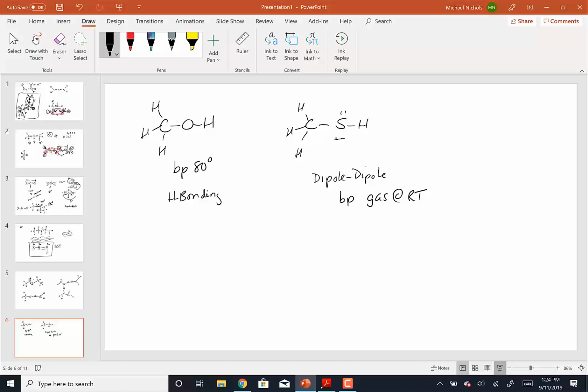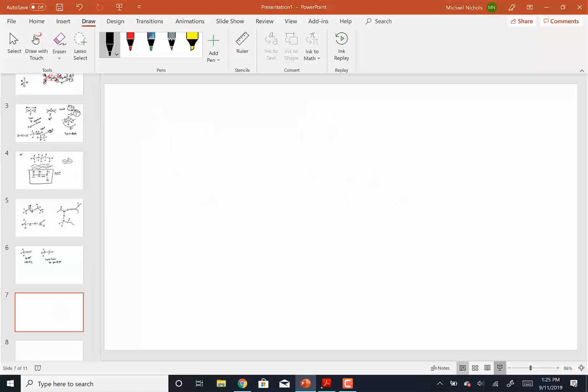Okay, anything else with polarity? Could you give an example of drawing one of those molecular dipole moment problems with arrows? Sure. Do you have a particular one in mind? Tetrahedral, trigonal planar? Not really.